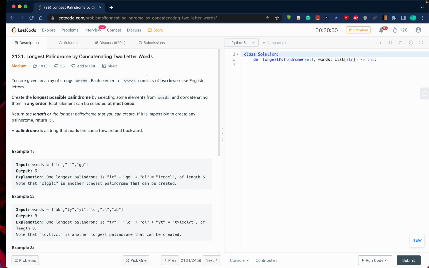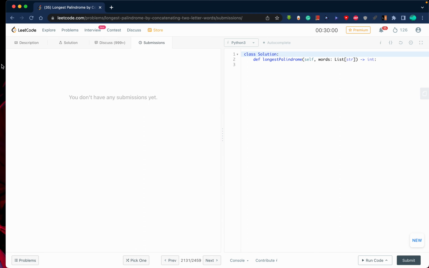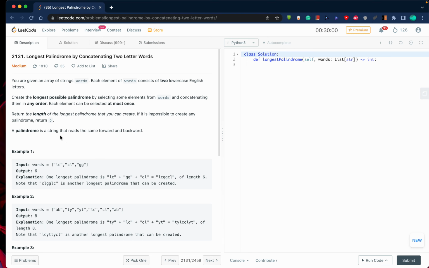Have I solved it? No, I haven't yet. So we are given an array of strings, and each string consists of two lowercase English letters, and we need to select some of these words, concatenate them, and then form a palindrome. And we need to find the length of the longest palindrome which can be created in this way.